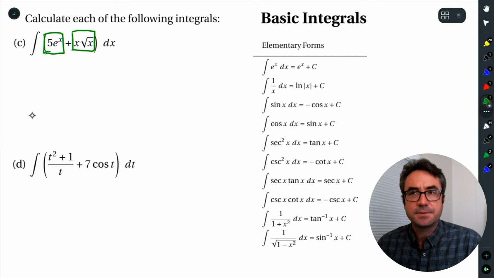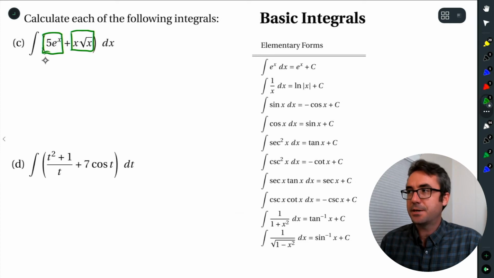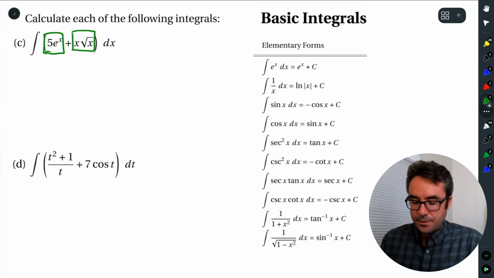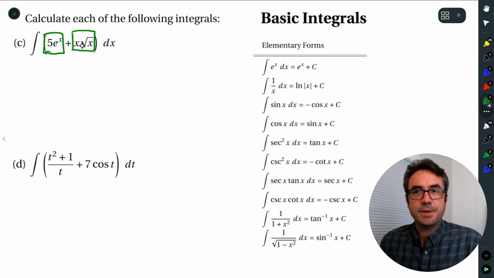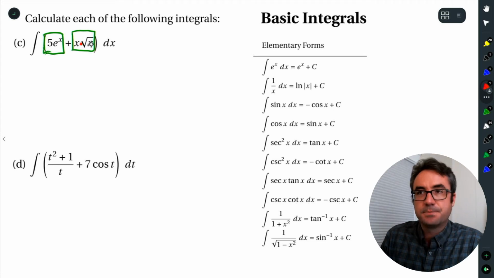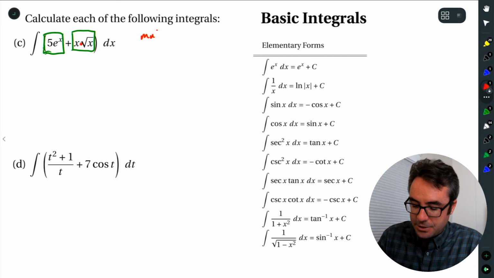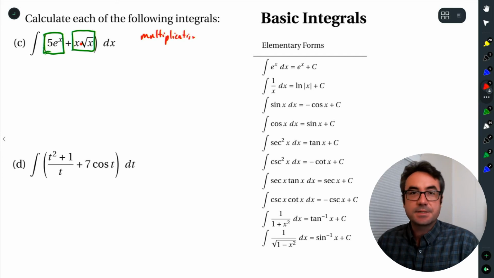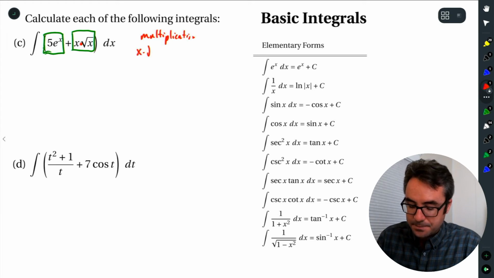5 times e to the x. 5 is a constant multiple, and I can just look up what the antiderivative of e to the x is. So this first term is not going to be a problem. The question is, how do we handle this second piece where it's a variable times a variable? And this is not constant multiplication here. There is some multiplication going on in between these two x terms, but it's multiplication. It's x times square root x.